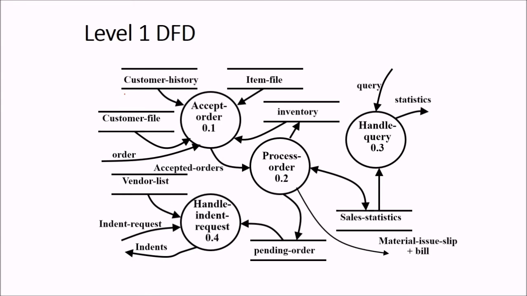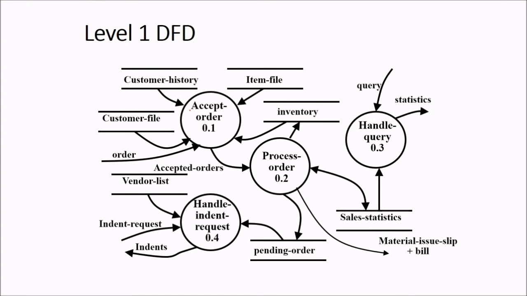Let us make a level 1 DFD. Okay, we will start from here and see how we can decompose the functions. You can very well see here that this is 0.1, 0.2, 0.3 and 0.4. Accepting the order from customer history, customer file, item order and inventory. Then handling the processing of the order from all these.